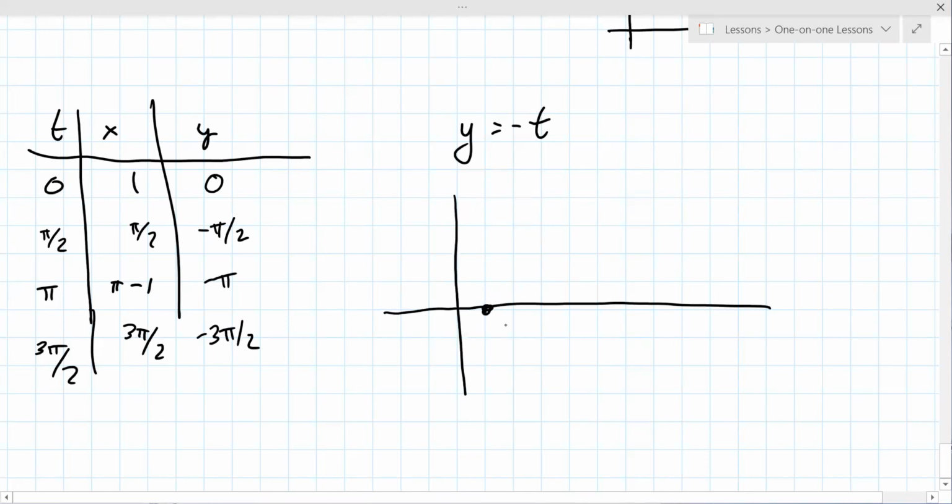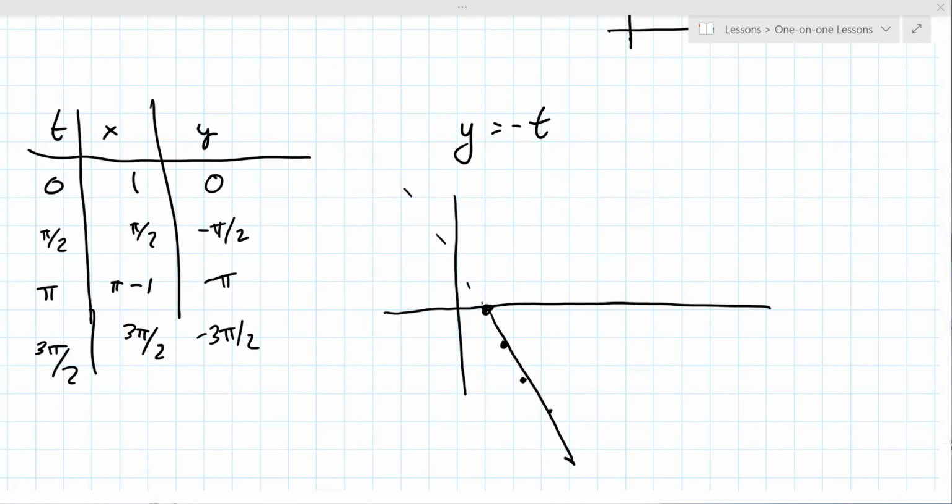Pi over 2 minus pi over 2, so it's down here-ish. Then minus pi is down here. So I don't know exactly what it's doing. It's not quite a straight line, but it's doing something like that. And then we really need to go in the other direction, but it looks like it's doing something like this. All right, so that's the difference between A and B.